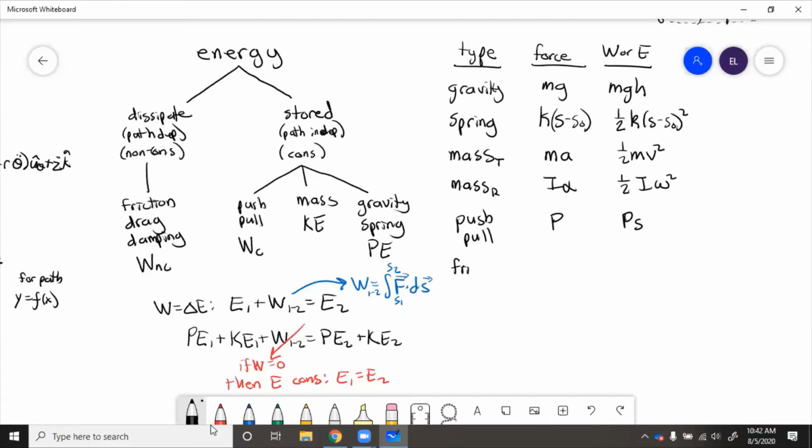We have friction, which is mu times normal force. So the work by friction is mu N times the distance that it went, and that is negative. Friction does work against you. And then finally, drag. The drag force equals 1/2 rho CD v squared A. And that work is again negative. Drag force, we'll just call it FD, times pushing distance.